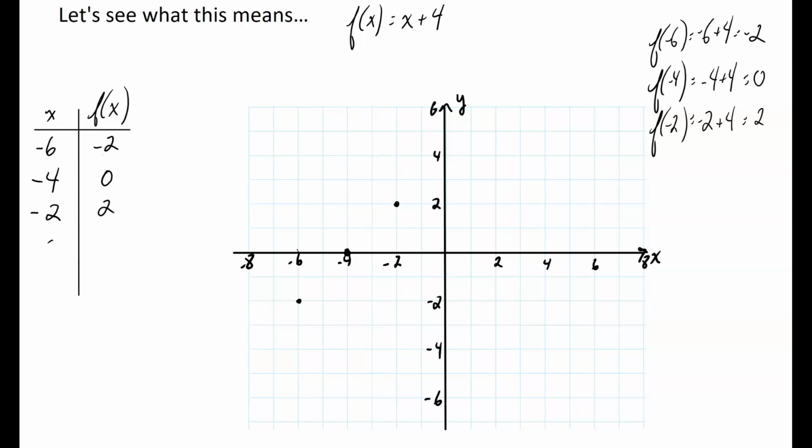How about 0, 2, 4, and 6. I'm going to leave that for you. Pause the video, find the rest of the values, and plot the points. 6 might be a little too far because the graph does not account for that very well. Even 4 might not. So try the other 2 points. Then connect those points. You should have a line.